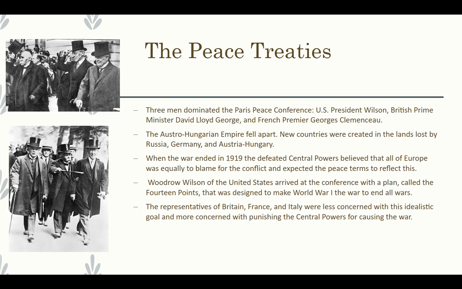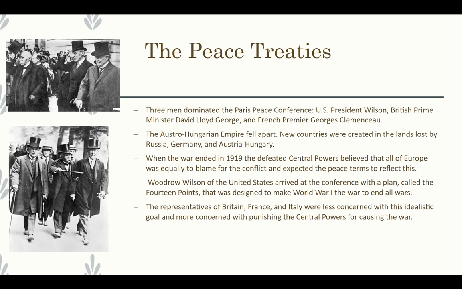Because the three men had conflicting goals, the Treaty of Versailles turned out to be a series of unsatisfying compromises that humiliated Germany but left it largely intact and still potentially the most powerful nation in Europe. With it, the Austro-Hungarian Empire fell apart. New countries were created in the lands lost by Russia, Germany, and Austria-Hungary.